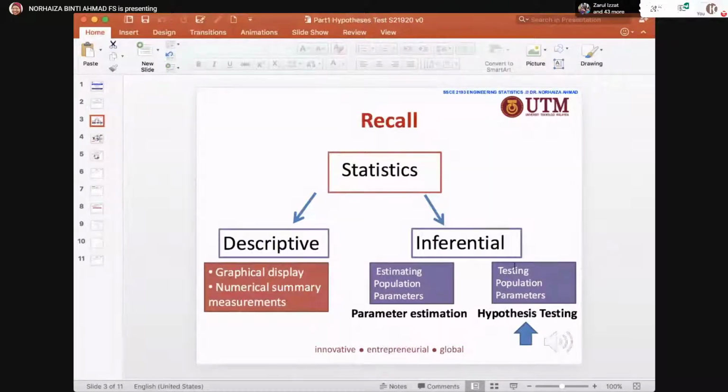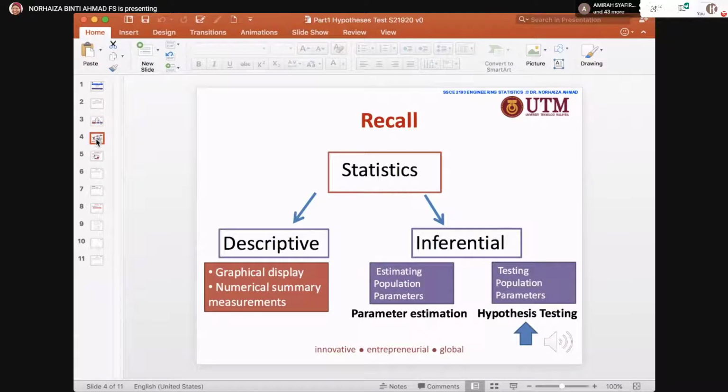Just note that for estimation, we want to calculate the population parameters. In hypothesis testing, we want to test the population parameters. So there are two different concepts here. One is to estimate, that means to calculate, and the other one is to test. We would need some evidence to check whether the population parameters that we're saying have some values would be true or not true.